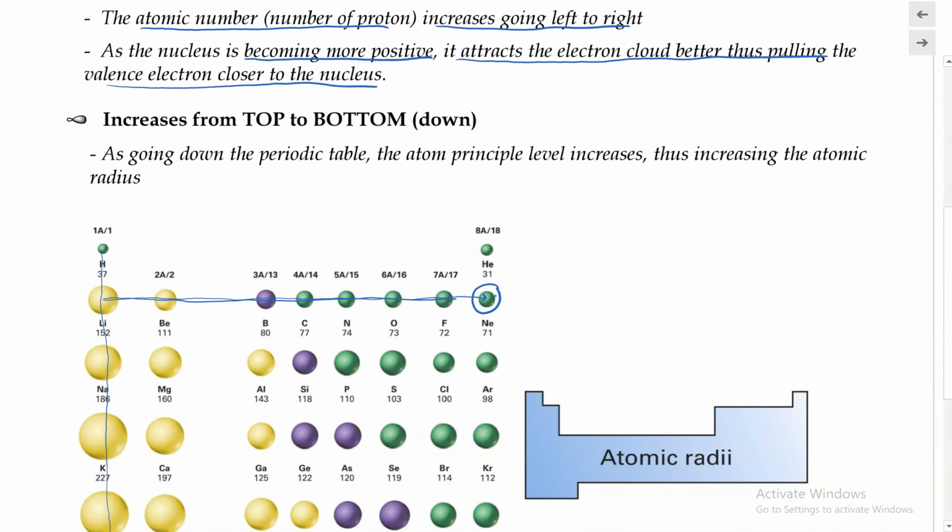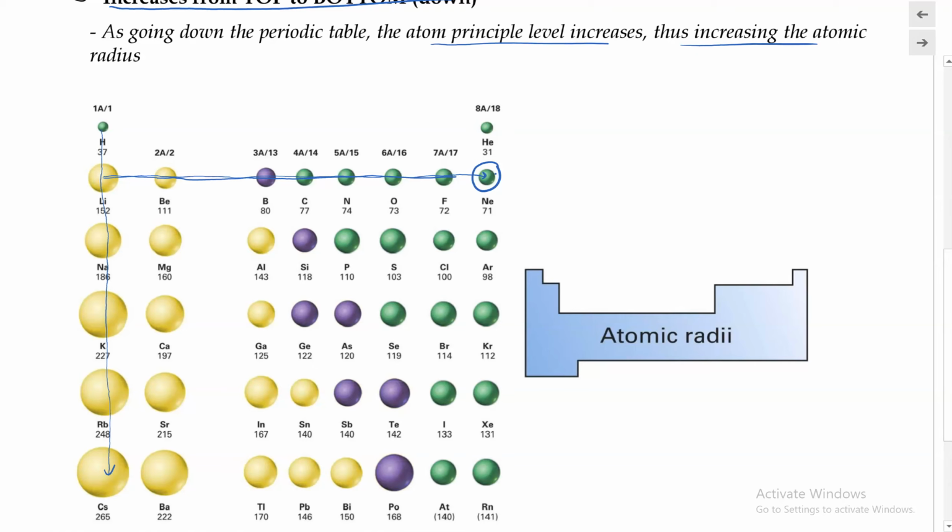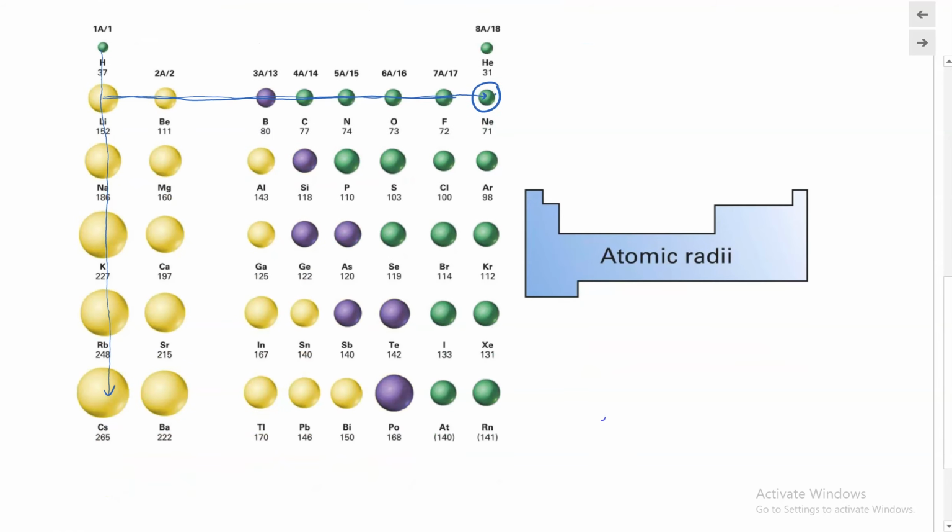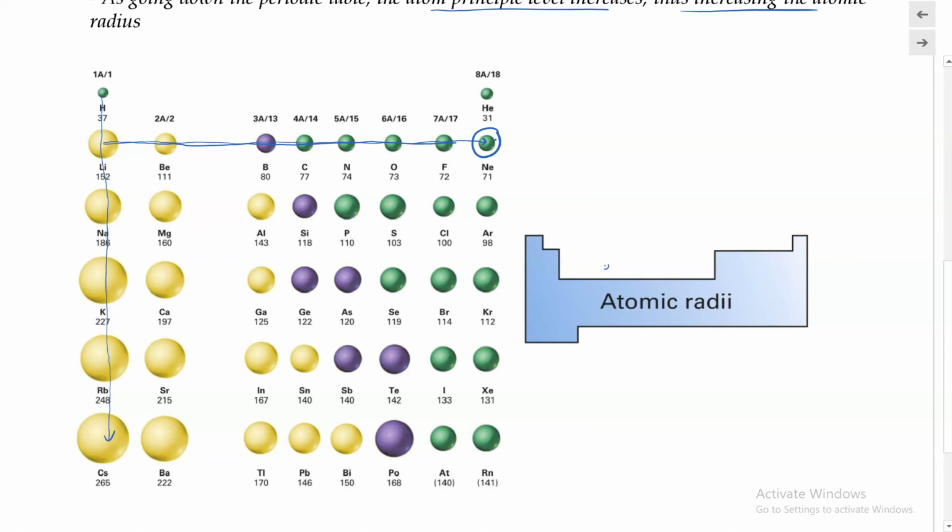And now it's easy for us to understand why the size would increase going from top to bottom or down the period. Because as we go down from one period to the next period, the atom now has more principal shells and so on. So therefore it would make sense that the size of the atom would also be increasing. And now let's summarize the atomic radius trend by drawing this on this table over here. So we can see the size is decreasing going from left to right, and it is increasing going from top to bottom.